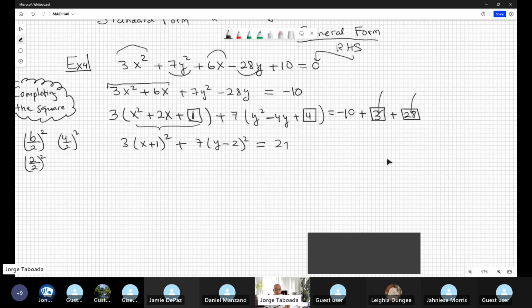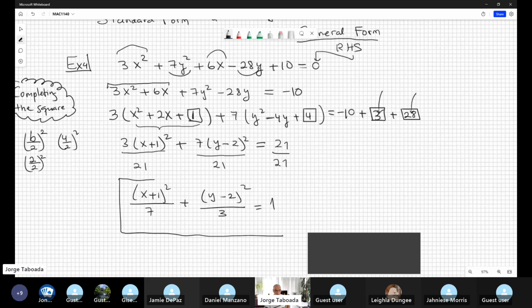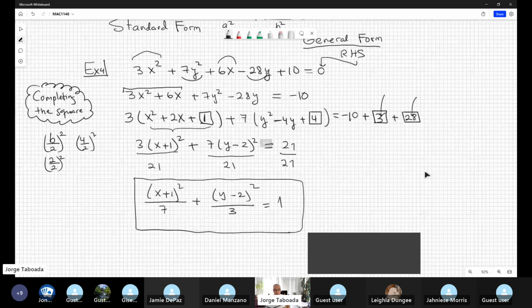Finally, I divide the whole thing by 21. So we have (x plus 1) squared over 21 divided by 3, which is 7, plus (y minus 2) squared over 21 divided by 7, which is 3, equals 1. Nice, and this is the equation of our ellipse expressed in standard form.